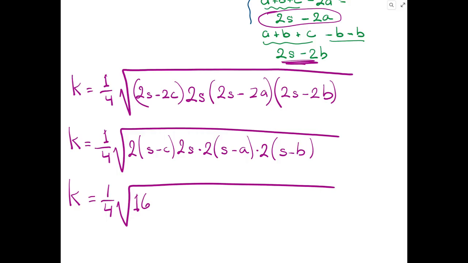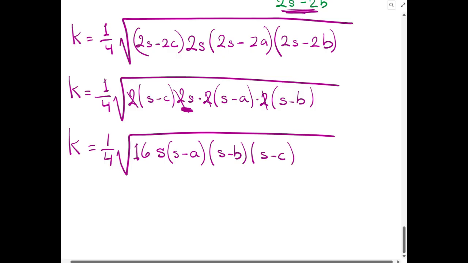So we have 16. And now I'm going to reorganize that and keep it alphabetical. But I want this one first because this one doesn't have any minus anything. So that's going to be, remember, I factored out the 2, right? So my 2's became my 16 here. So now I just have that S left. And then the S minus A, since I want to go alphabetically. And then the S minus B. And then the S minus C. And there is no special reason why we want to go alphabetically, it just makes it look cleaner.